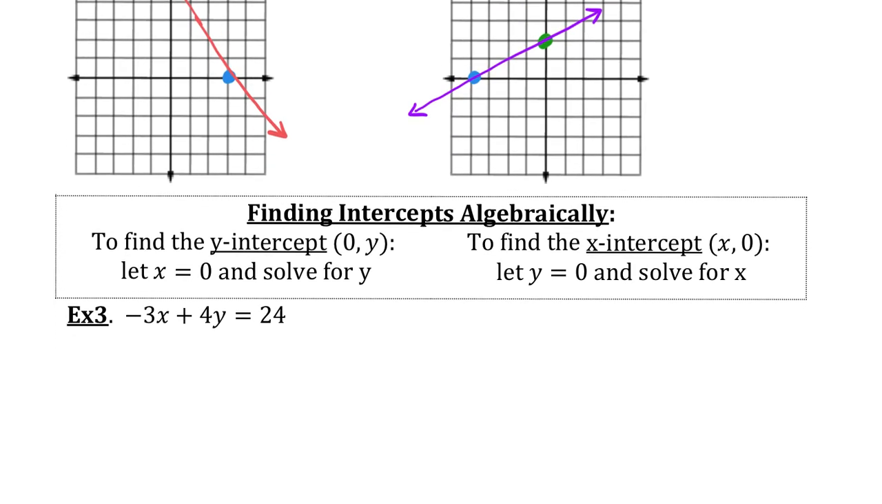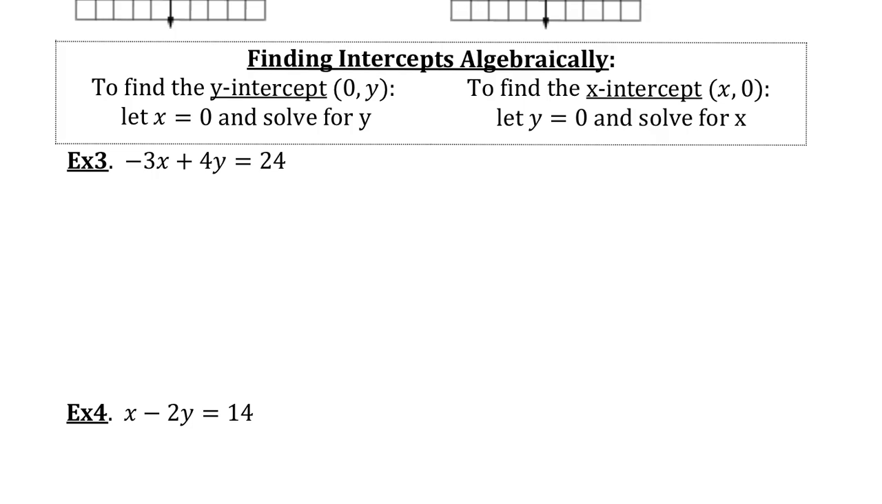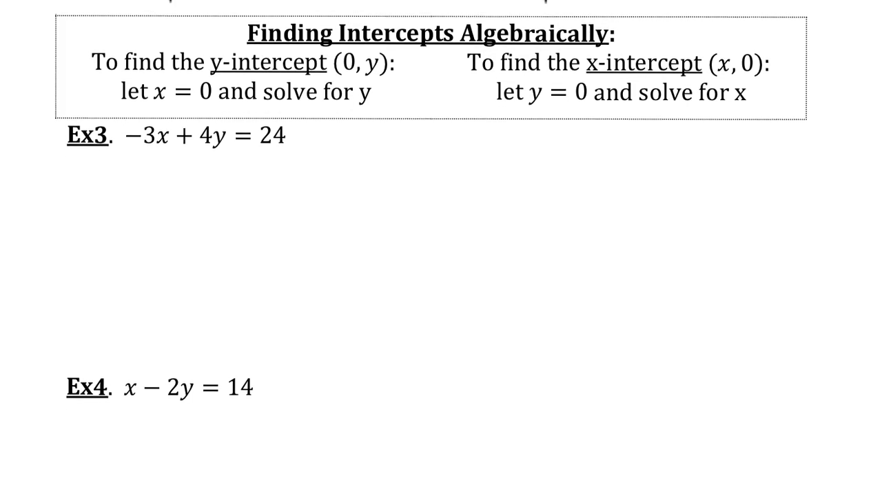Okay, the last thing we're going to do is find the intercepts algebraically, meaning they're going to give you an equation, and you have to figure out what the x and y intercepts are. Okay, the key to finding them is to remember the ordered pairs. So if you want the y-intercept, the answer is normally 0, y. Because it's 0, y, the x is always 0. So to find the y-intercept, we plug in 0 for the x and we solve for y. To find the x-intercept, we use the fact that the ordered pair is always x, 0. So the y value is always 0, and then we can solve for x.